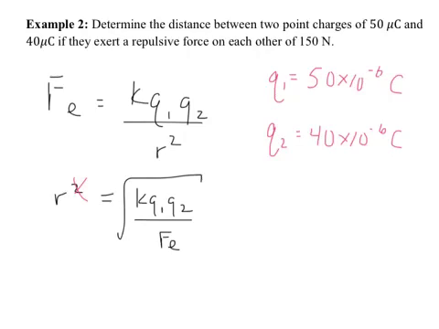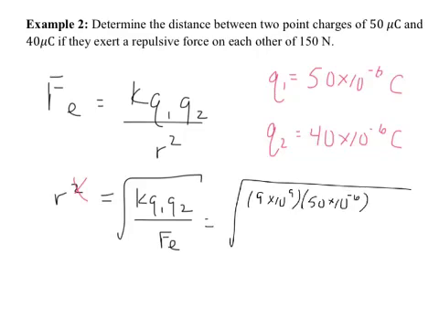Okay, so let's plug in. We've got the square root of 9 times 10 to the 9, 50 times 10 to the negative 6, 40 times 10 to the negative 6, all over 150. Your answer is obviously in meters, because we have all standard units here.